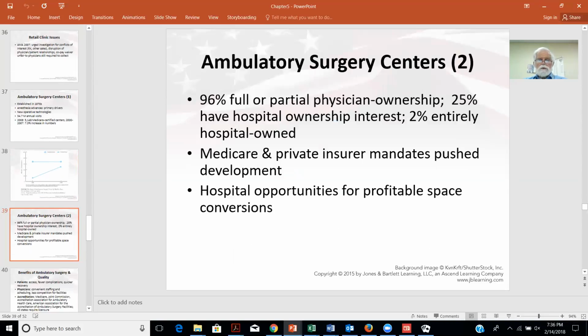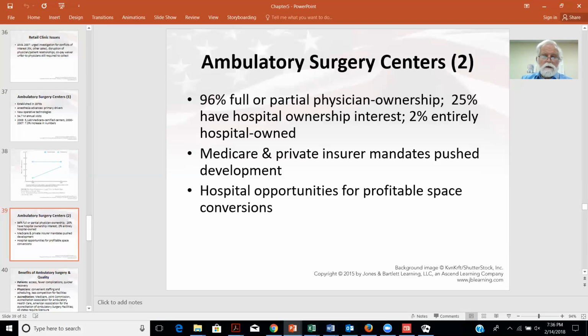So ambulatory surgery centers, most of them are owned fully or partly by physicians. A lot of them, a quarter of them or so, have some sort of hospital ownership interest. It's in partnership with a physician, so the physician gets to run it. And then a very small proportion are actually fully owned.